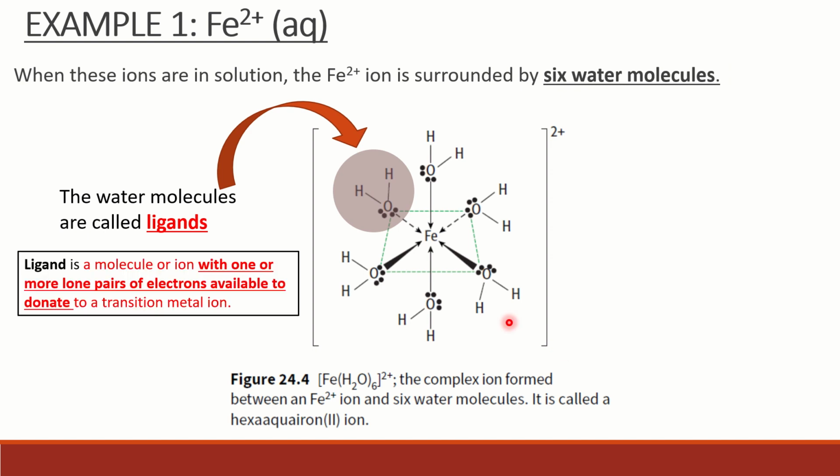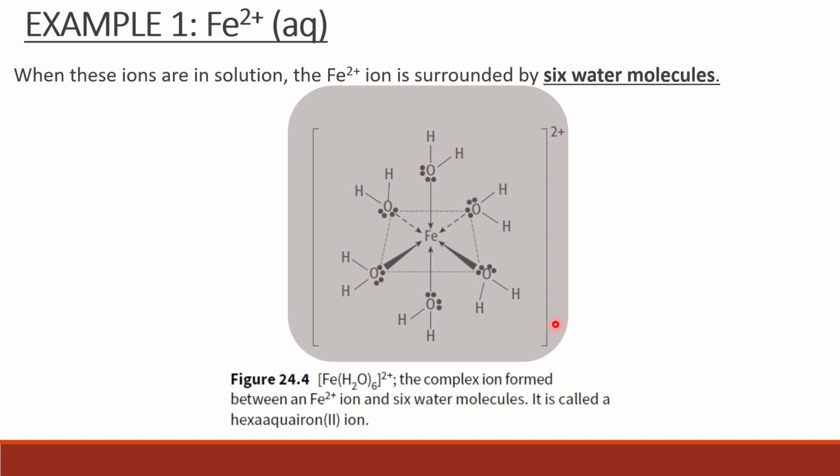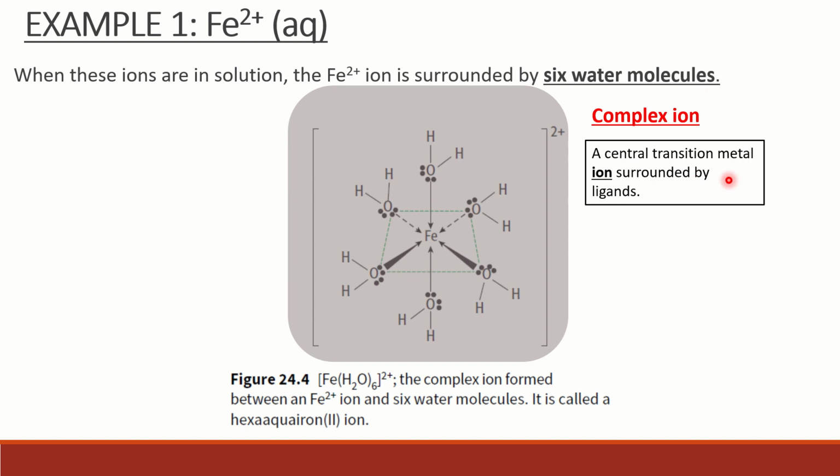Why is it called a ligand? Because here it says that a ligand is a molecule with one or more lone pairs of electrons available to donate. You see here, the oxygen in water has those lone pairs of electrons and it can donate them to the Fe2+ ion. Okay. Next one. The whole entire formula here is what we call a complex. The reason why: a complex ion is a central transition metal ion, which here is Fe2+, surrounded by ligands. What is our ligand? It's the water molecules.